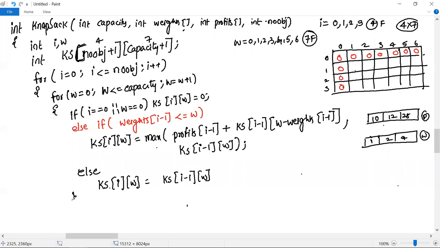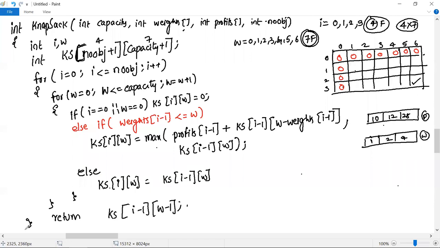Yeah. Once this is completed, the value of I will reach 4 and the value of W will reach 7, but the answer will be present in 3, 6. That is the reason what should I do? Return Ks of I minus 1, W minus 1.